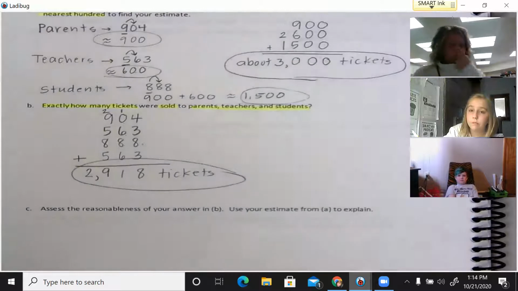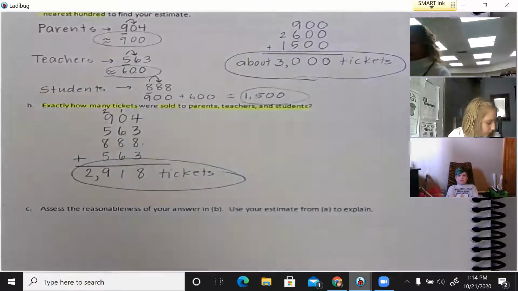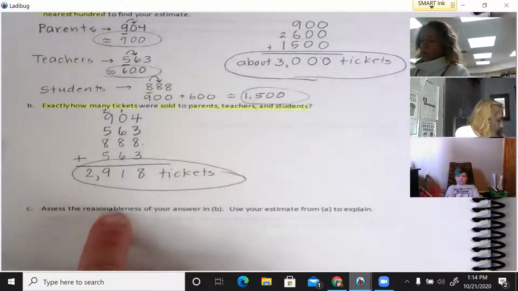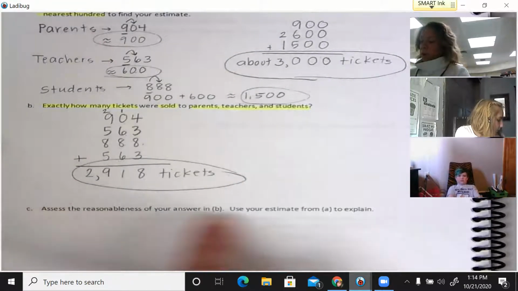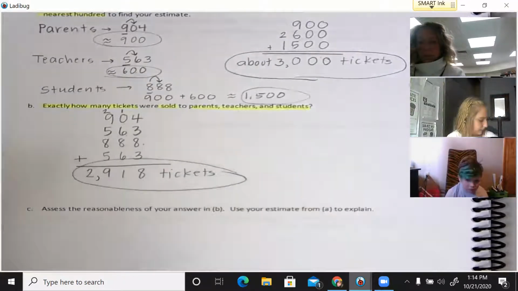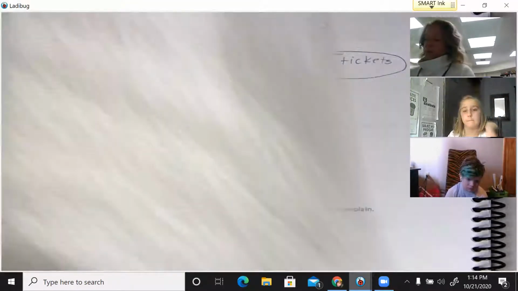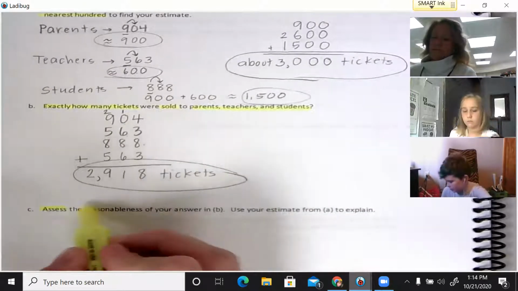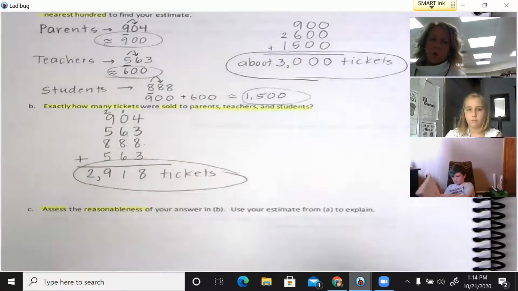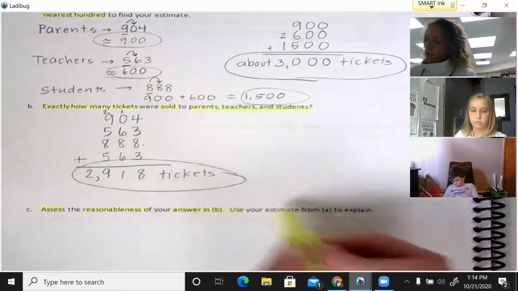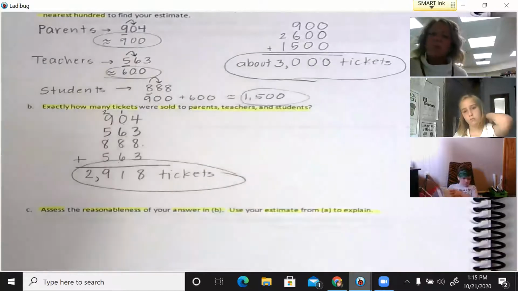Okay, now letter C is an interesting question. It's asking you to assess the reasonableness of your answer in part B. Use your estimate from part A to explain. So they're asking us to assess. So think about what we did. It makes sense. That's what reasonableness means.